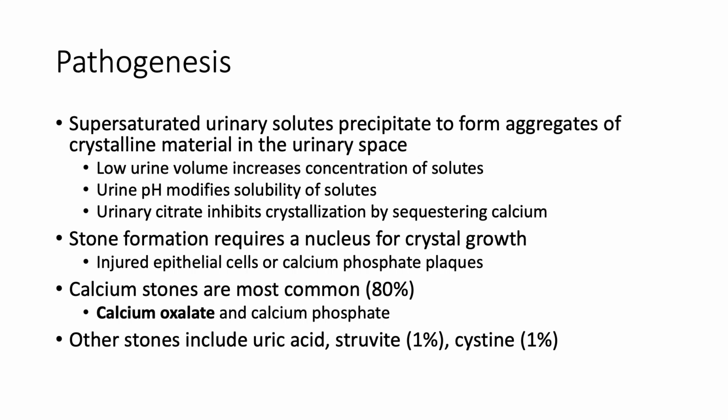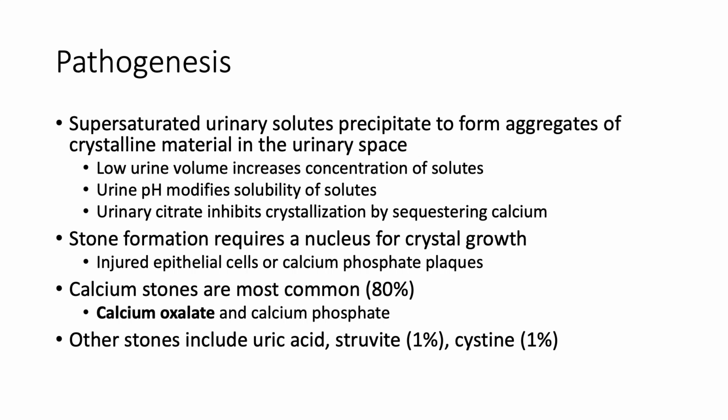So kidney stones develop when you have supersaturation of urinary solutes that are able to precipitate and form these crystalline materials. Typically, that's going to happen when you have low urine volume because that increases the concentration of the solutes, or if you have abnormal urine pH, which can modify the solubility of solutes. And low urinary citrate, which inhibits crystallization by sequestering calcium, so patients with low urinary citrate will have more stones.